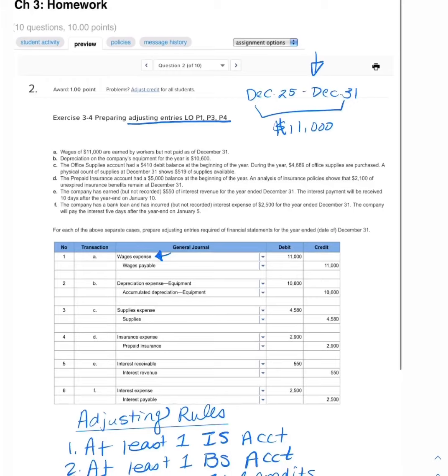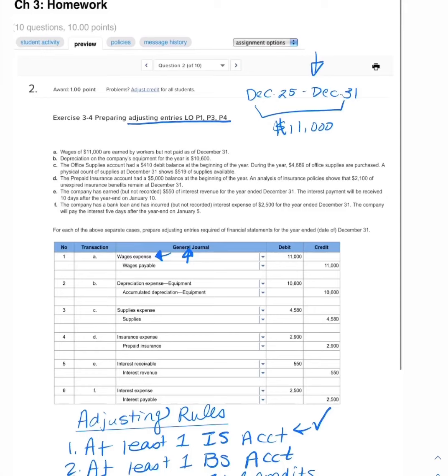So we've got this expense. We're saying, yes, we realize we owe you that money. We did incur that in that period. So we're going to debit wages expense, which will increase the expense and thereby reduce overall equity. Now, we have debited the expense. Let's check our rule. We used an income statement account. Check. Have we used a balance sheet account yet?